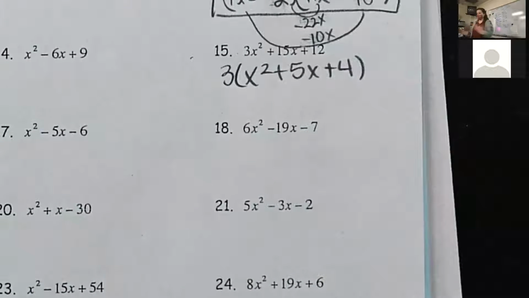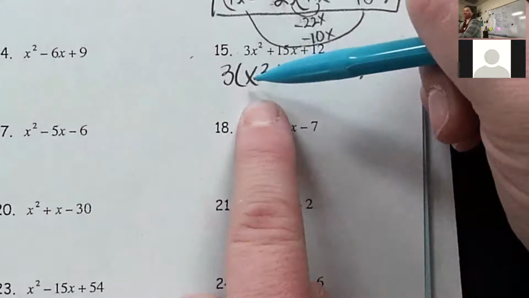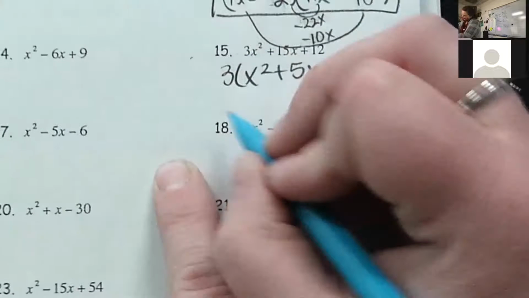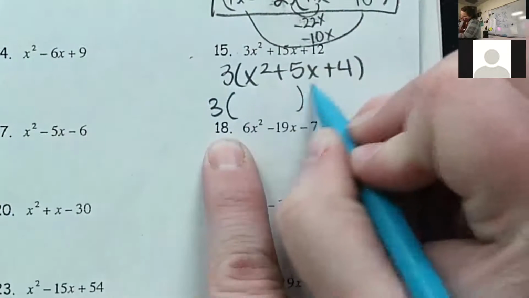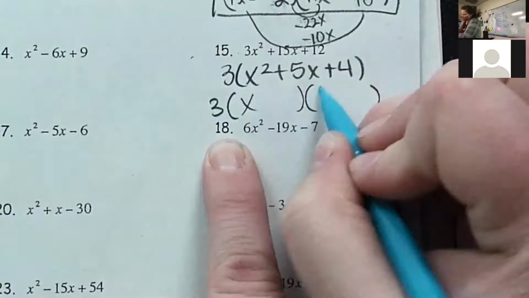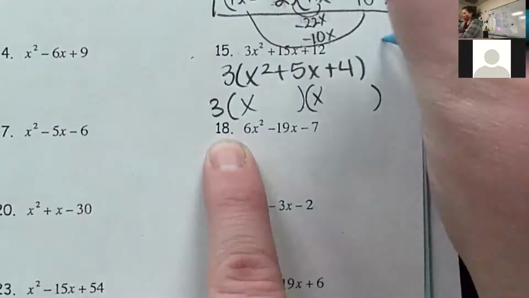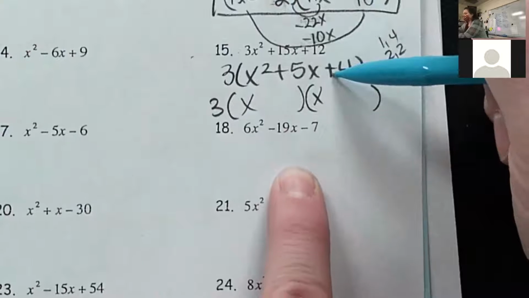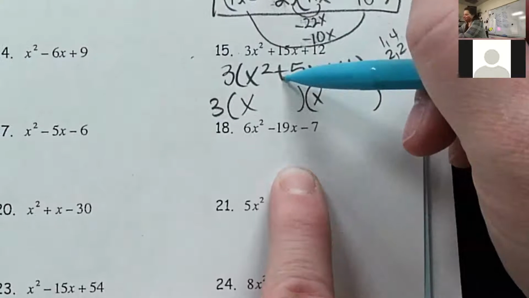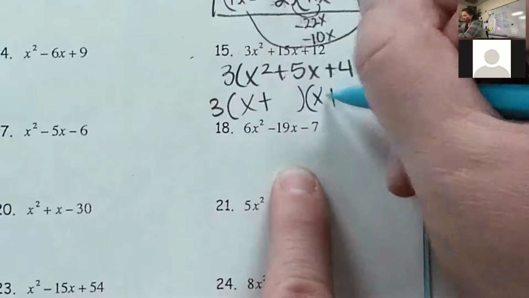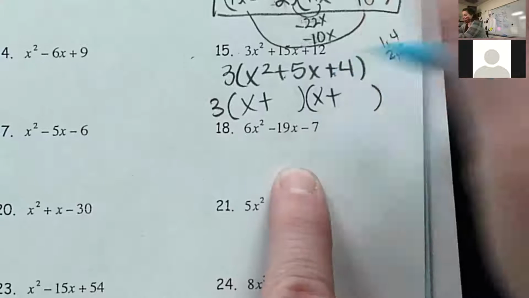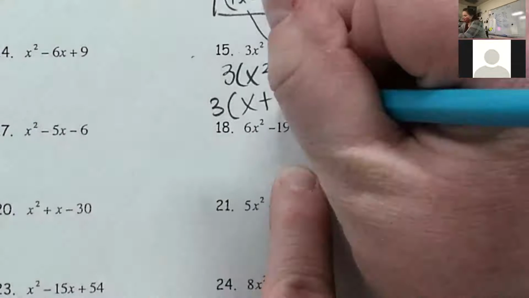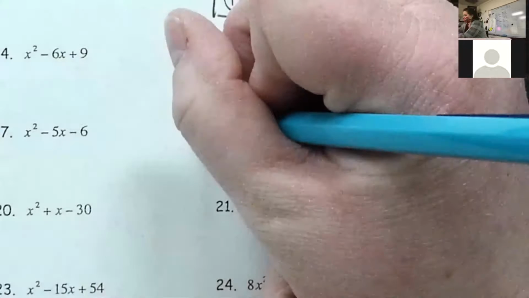Now, this is a fun, easy problem because there's nothing in front of that x squared. Because 3 is just that tag along. Goes along for the ride. x and x. Factors of 4 are 1 and 4 and 2 and 2. This means that the signs are both going to be addition. You need to think adding here. Which one of these add to get me that 5 in the middle? 1 and 4.